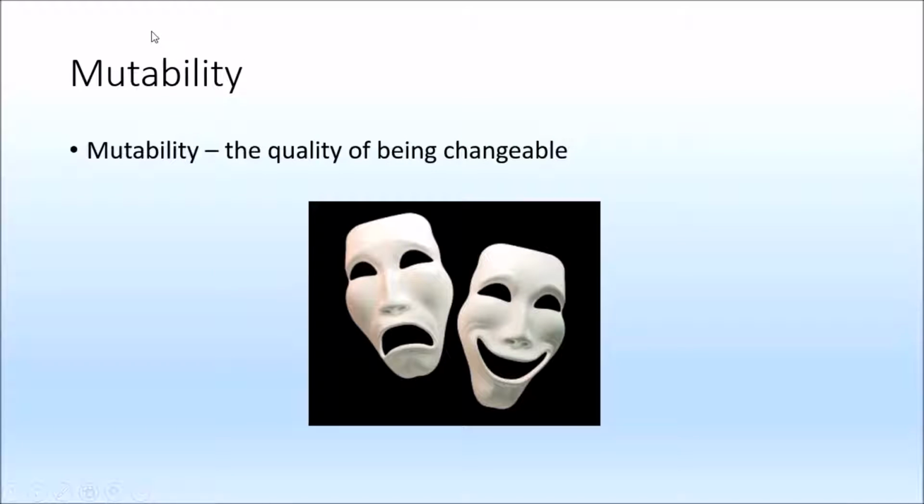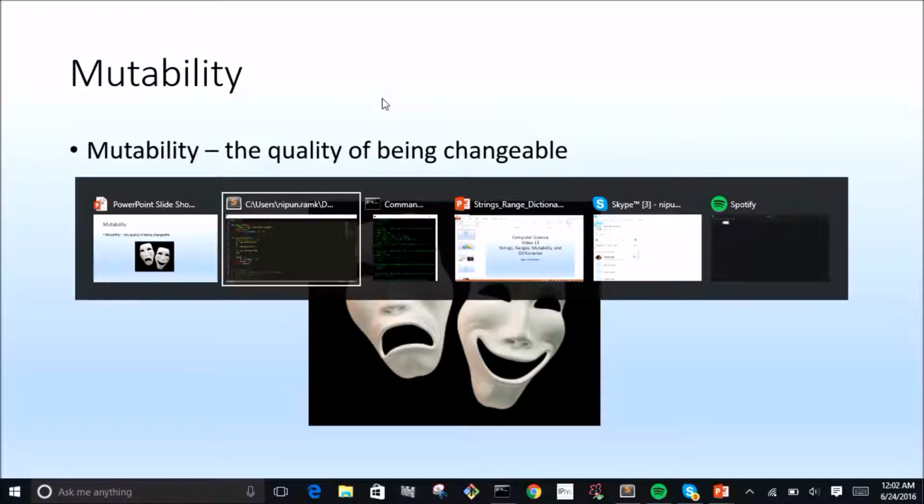Mutability. So what is mutability? It's the quality of being changeable. And because we're starting to work with data, it is something that can be changed easily. And the easiest way to demonstrate this is by looking at an example.